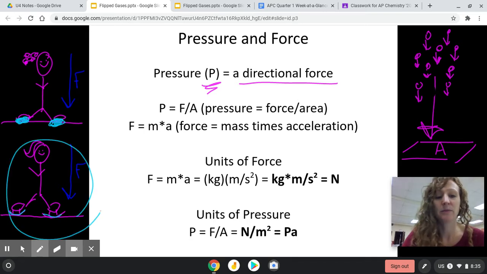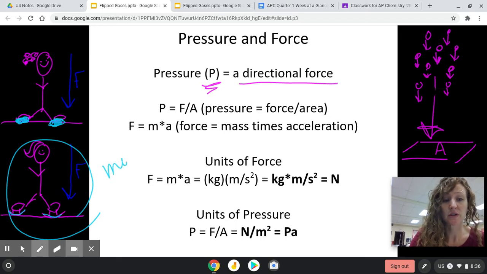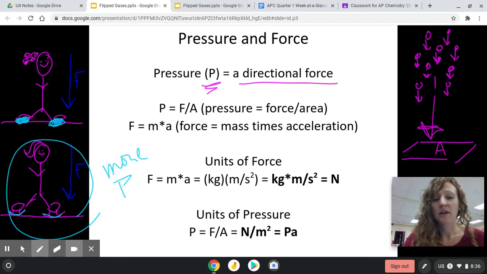The bottom one has force over a much smaller area. And so the bottom figure is going to have a greater pressure because it's the same force over a smaller area, same force over a smaller denominator, right? And if your denominator gets smaller, then your term, pressure, gets larger.